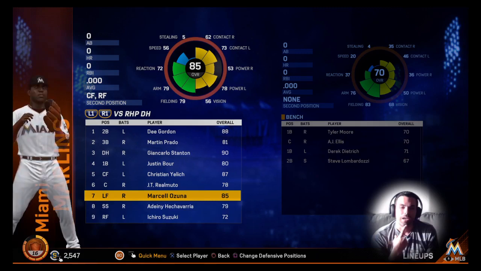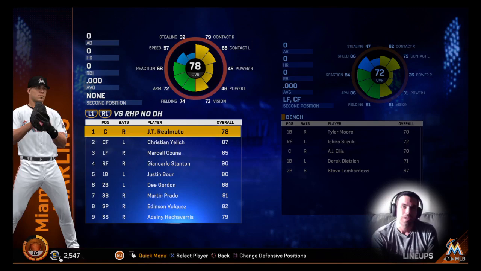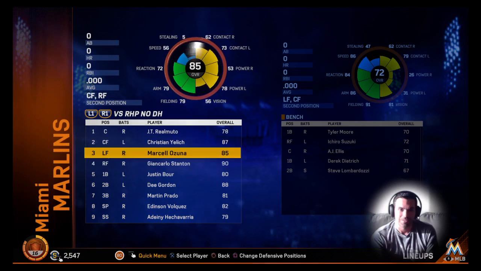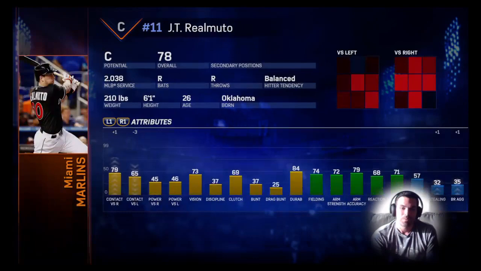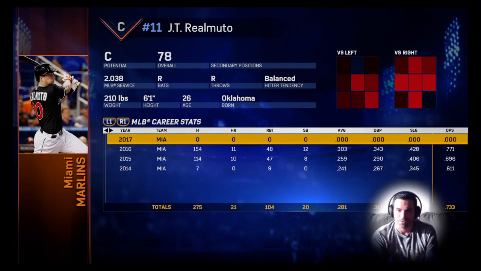I put Realmuto as my leadoff because really, I don't have a huge on-base guy. The guys who are my best hitters, I don't want them batting leadoff, because I want guys on base in front of them. But Realmuto is probably really our best option at this point. But again, it's really just based on his numbers from last year.